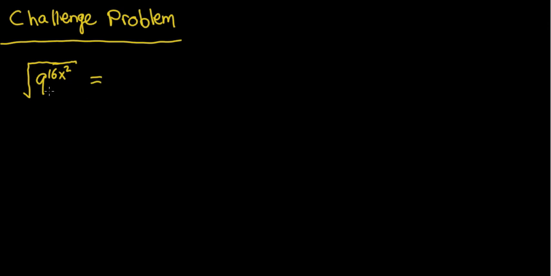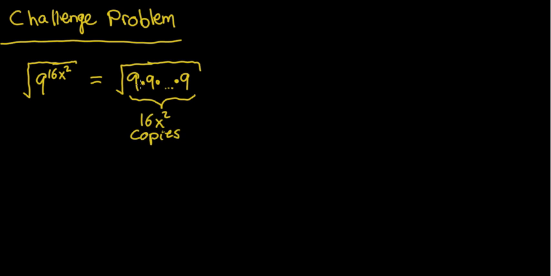Well, the way I thought of this was, since we have 9 to a certain power, then we have 9 times 9 times 9, and we have that over and over. So that's the same thing as 9 times, we just go on for a while, times 9. And since it's to the 16x squared, we have 16x squared copies.